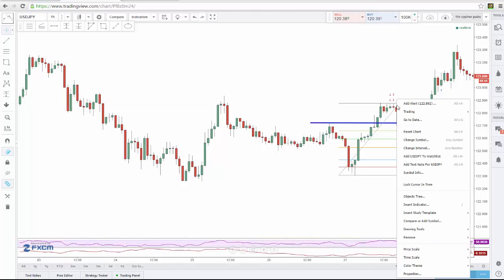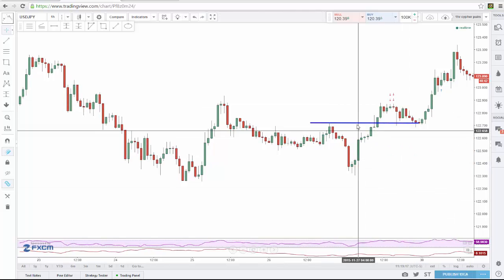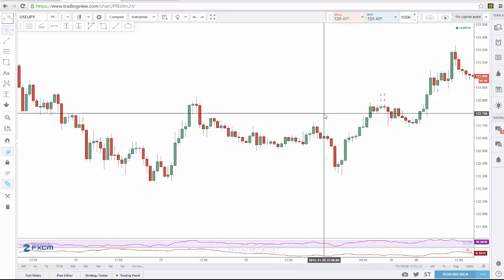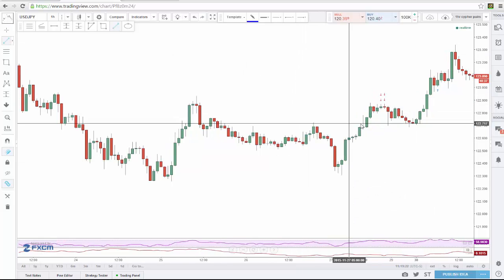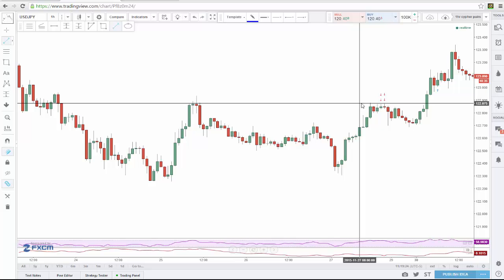And next, let's continue on the chart. As you can see, we get another break above, close above this previous resistance level right here.